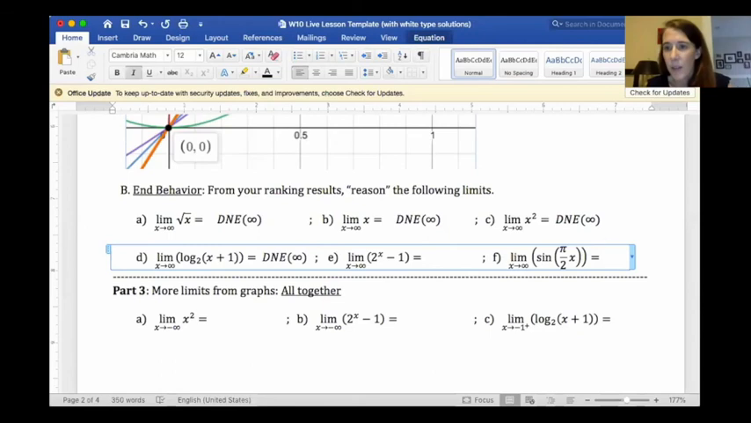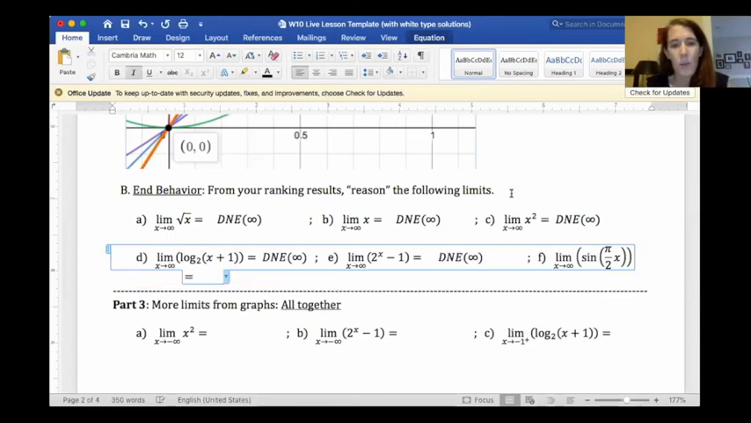This one also does not exist, positive infinity. Beautiful. Okay, this last one's a little bit trickier, right?